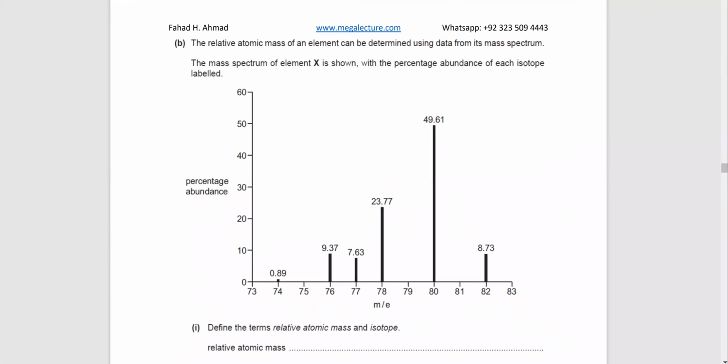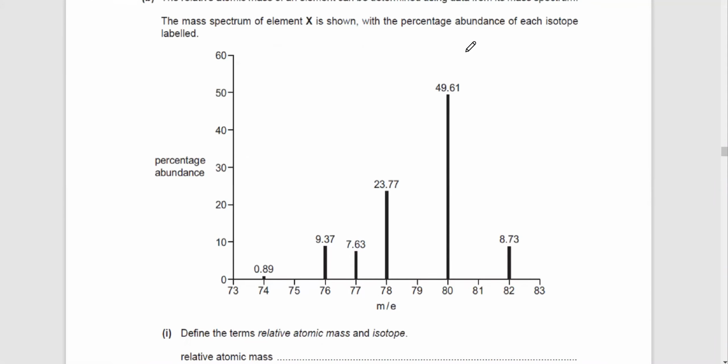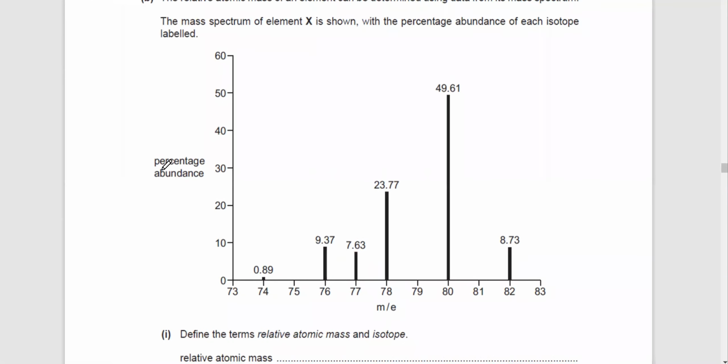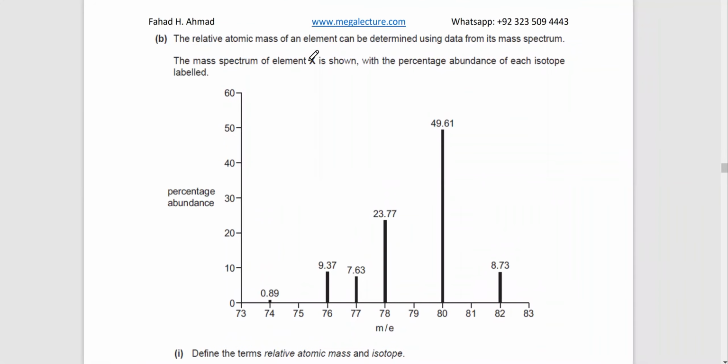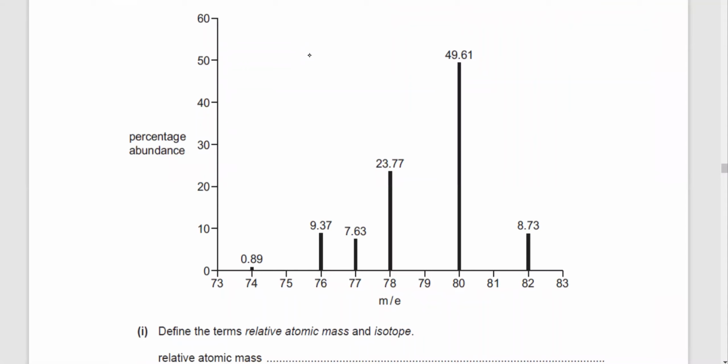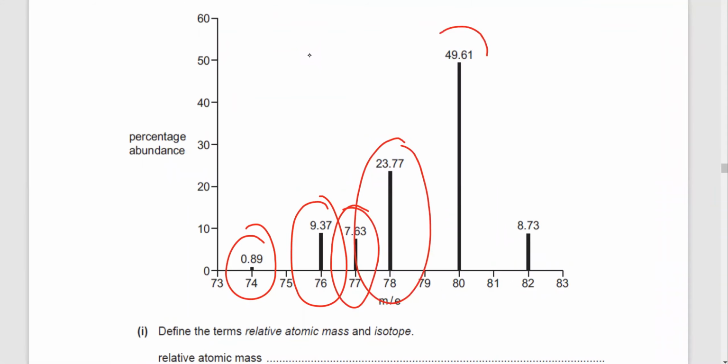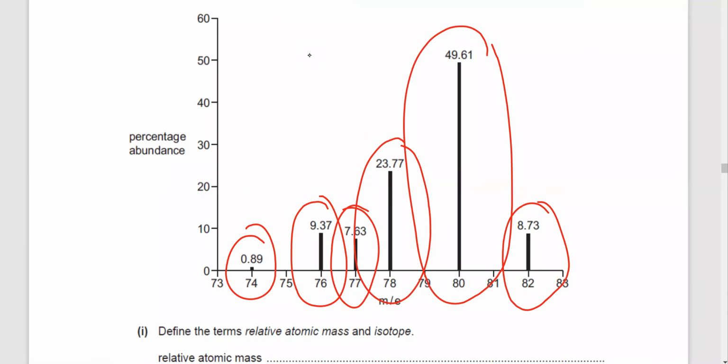For example, if you look over here, it's the same graph, percentage abundance is given, and you're being asked to find the relative atomic mass of element X. So these are all the isotopes that you have. Multiply the percentage by the number and start adding them up. It should be a fractional percentage, so it should be 74 divided by 100. Or you can add them all up, multiply all of them, and then divide the entire thing by 100.